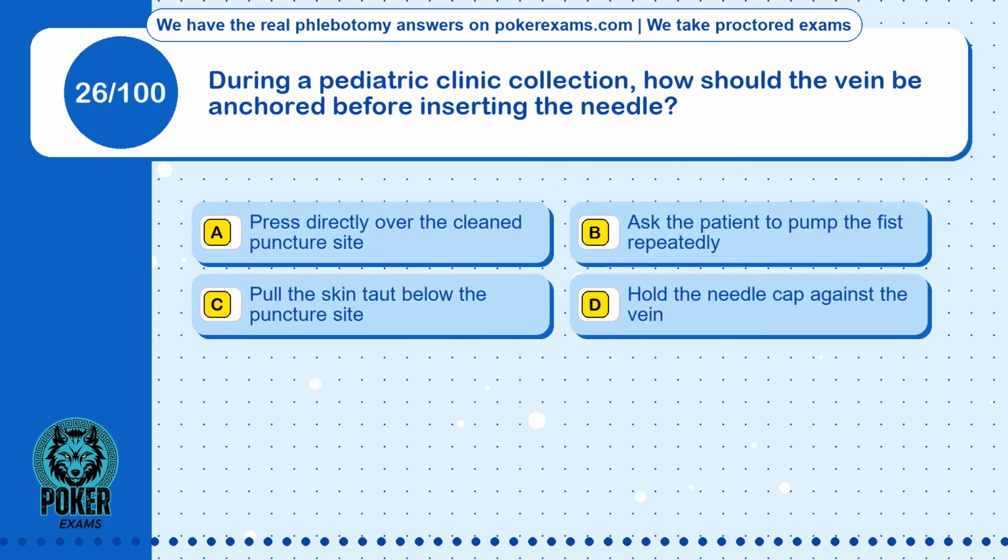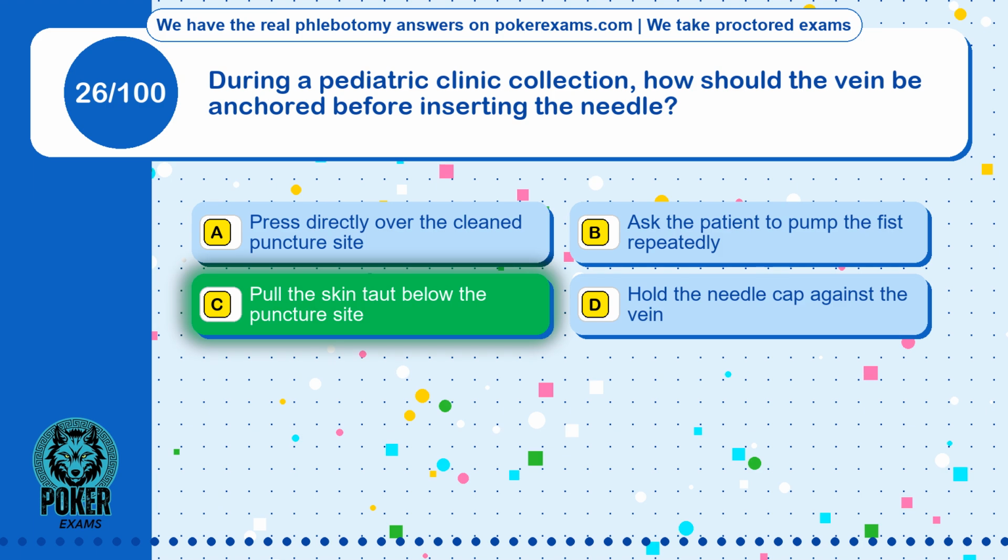Question 26. During a pediatric clinic collection, how should the vein be anchored before inserting the needle? Option A: press directly over the cleaned puncture site. Option B: ask the patient to pump the fist repeatedly. Option C: pull the skin taut below the puncture site. Option D: hold the needle cap against the vein.